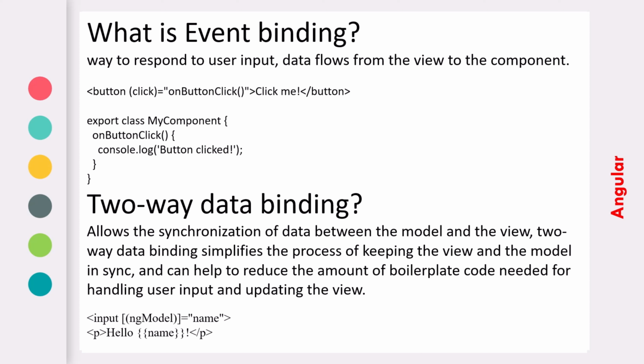The main advantage of two-way data binding is it simplifies the process of keeping the view and the model in sync and can help to reduce the amount of boilerplate code needed for handling user input and update the view.